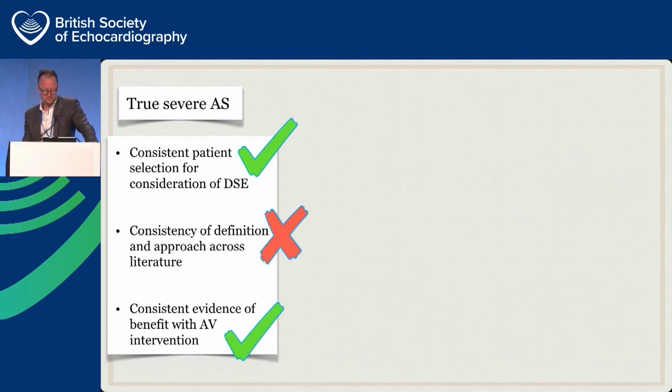So as I said, we've been doing this for about 40 years. So you'd think after 40 years, we'd be absolutely nailed on with how we do this, and there wouldn't be a single problem with assessing these patients. So let's talk about this true severe cohort. You'd think and you'd hope that in all these studies, there'd be a really consistent way of identifying the patients that we put through for DSE, wouldn't you? And we are largely okay at that.